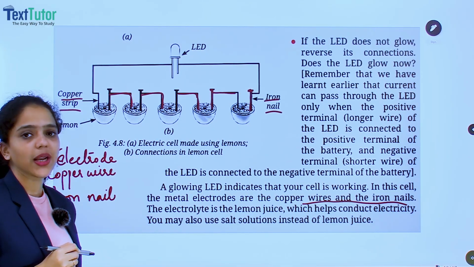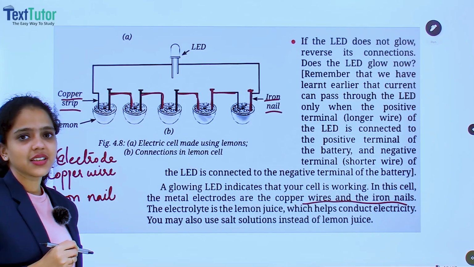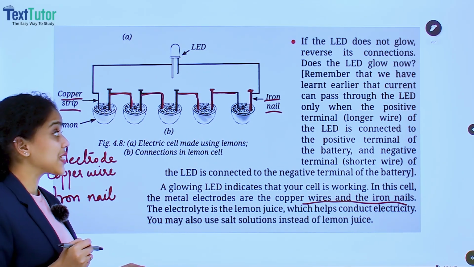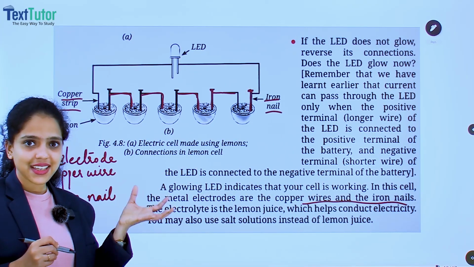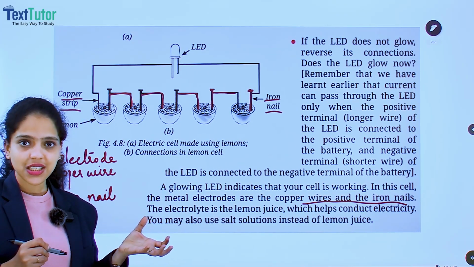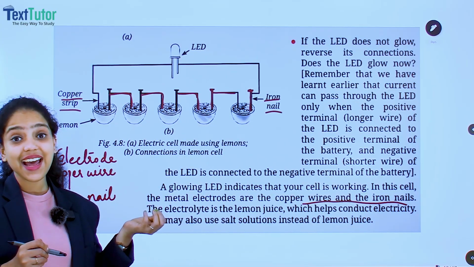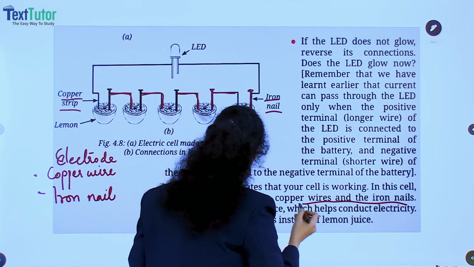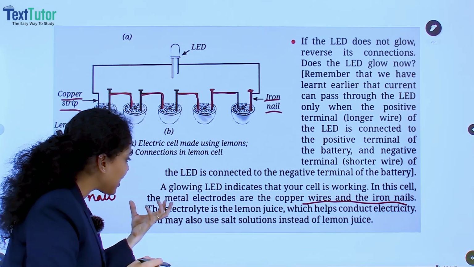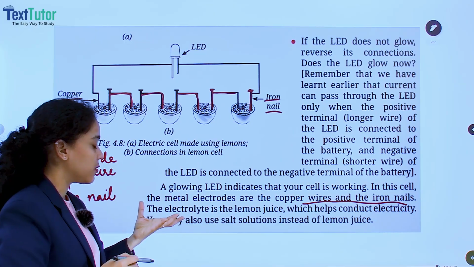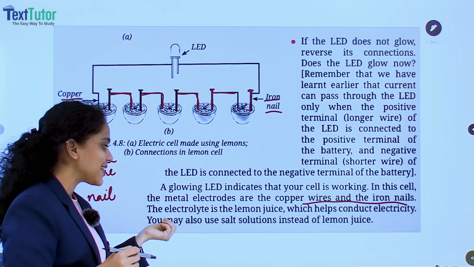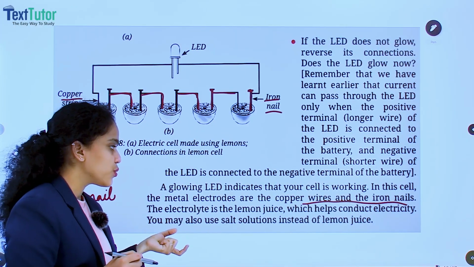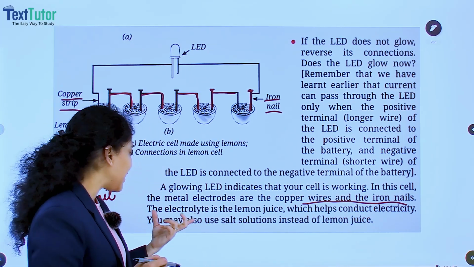What will be the electrolyte used here? Can you say any electrolyte? Yes, we are using lemon. This lemon contains lemon juice. What is lemon juice? Lemon juice is an acid. The electrolyte is the lemon juice, which helps to conduct electricity.